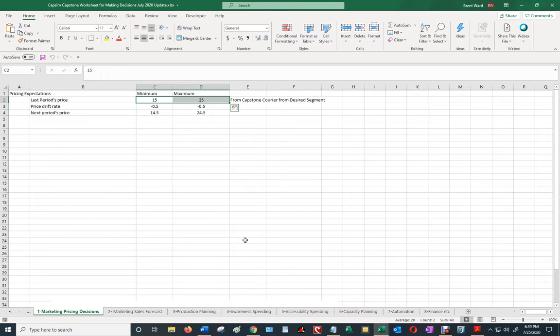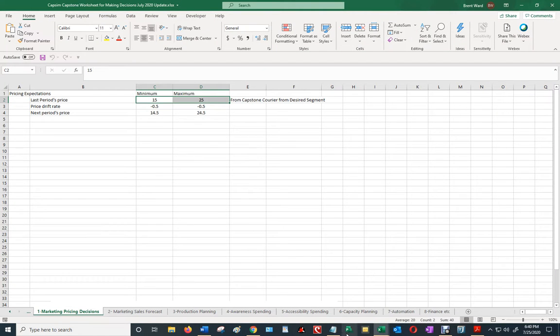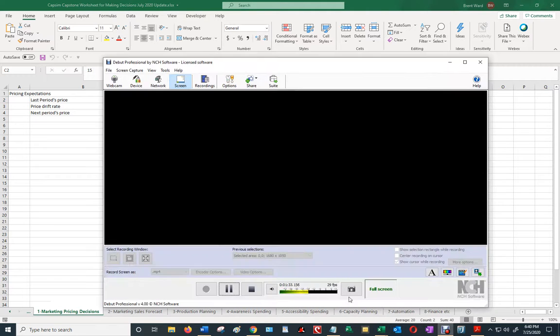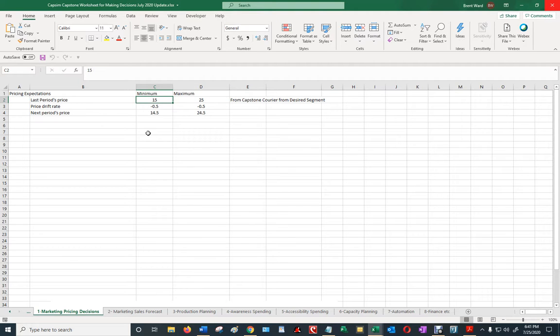Well, first, again, all this has to be done on a product basis. But for my products in the traditional segment, I have to pull up the Capstone Courier for the first round. So here I pulled it up, and you can see that the last round, the ideal price was between $19.50 and $29.50. So we're going to expect this value to go down by 50 cents next round. So what I do is I go into my spreadsheet and I type in $19.50 and $29.50, subtracting 50 cents. That means next round my price needs to be between $19 and $29.